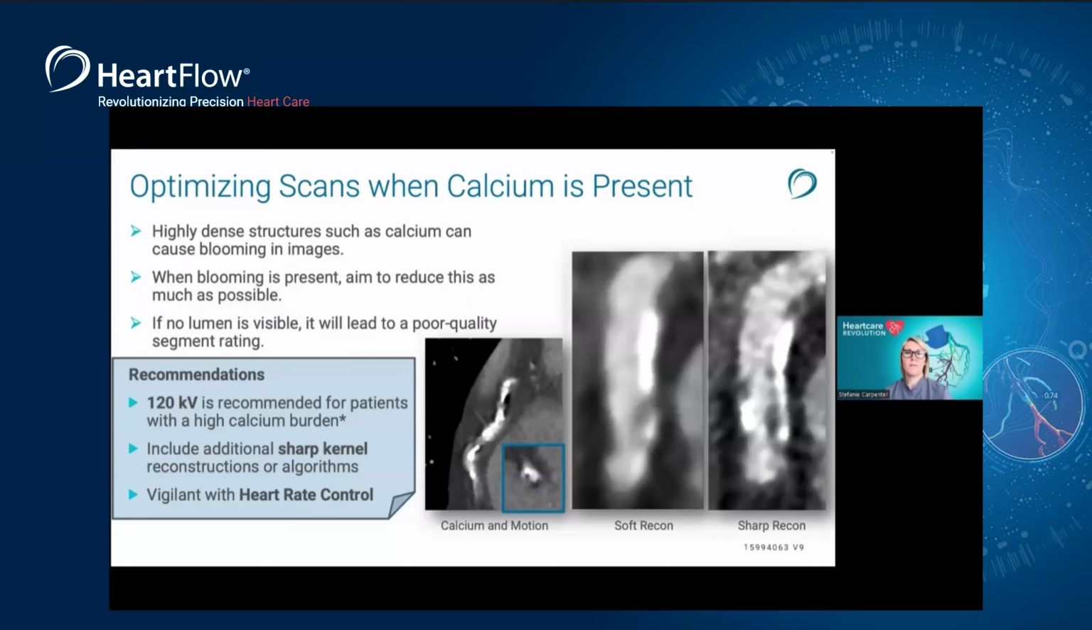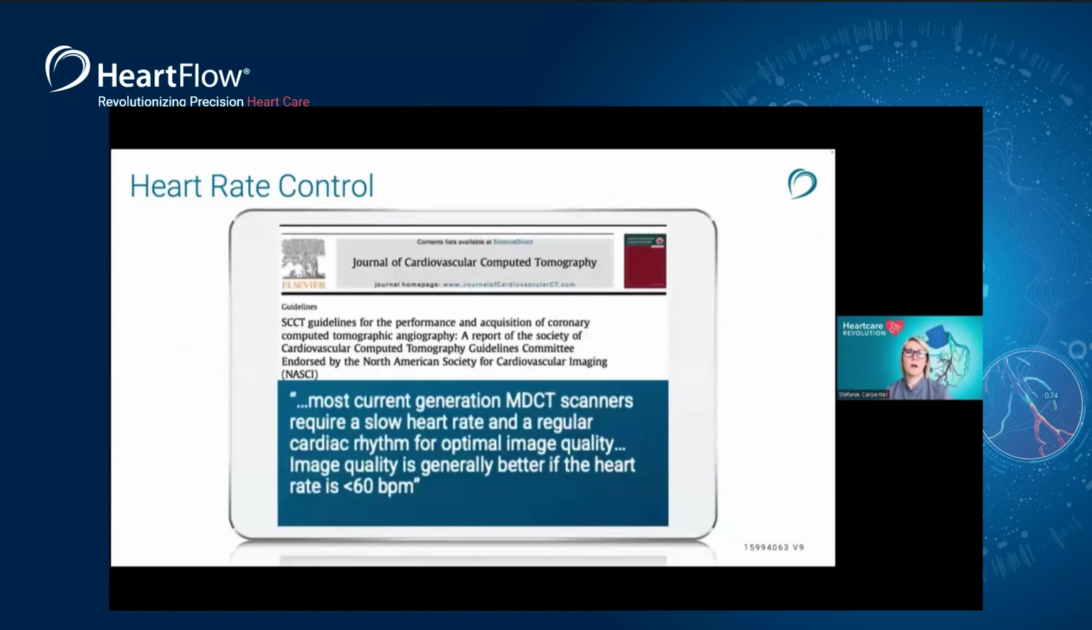Cardiac motion is another factor to consider. Having a stable heart rate of 60 beats per minute or less is preferred. When discussing optimal heart rates, the SCCT states that image quality is generally better if the heart rate is less than 60 beats per minute.